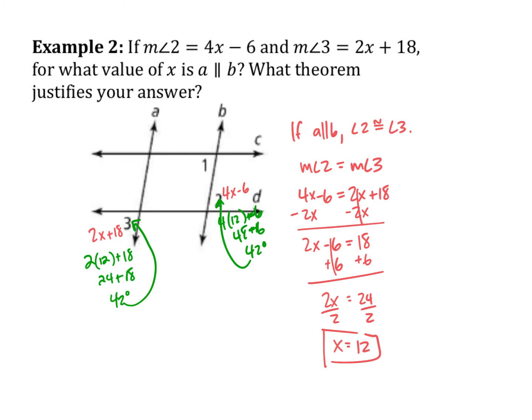And it says, what theorem justifies your answer? My theorem would be the converse of the alternate exterior angles theorem. That justifies that when x equals 12, these two lines would have to be parallel.